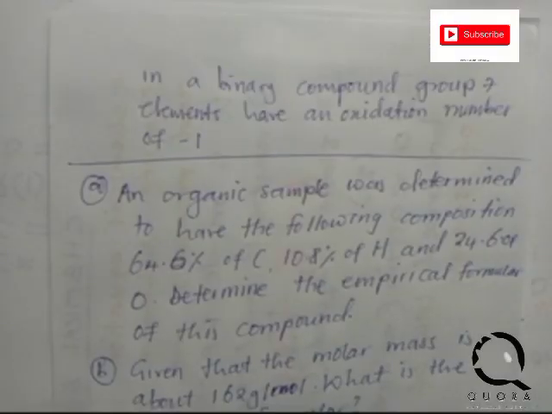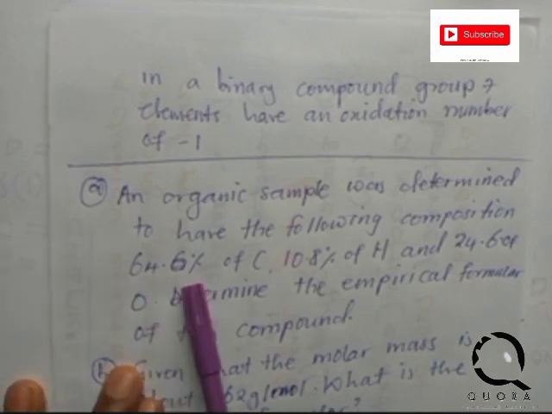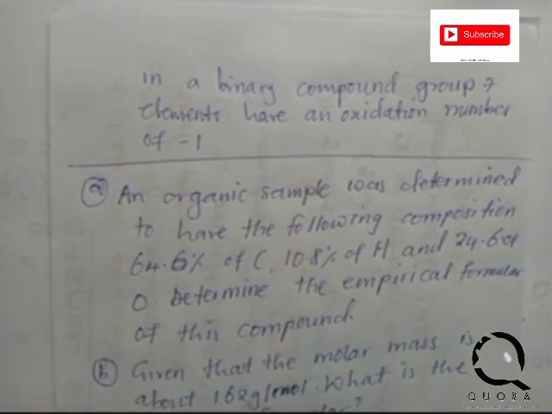Okay, so we are going to take this to be our example. We try to solve this one based on the empirical formula. So the question goes like this. An organic sample was determined by the following composition: 64.6% of carbon, 10.8% of hydrogen, and 24.6% of oxygen. Determine the empirical formula of this compound.